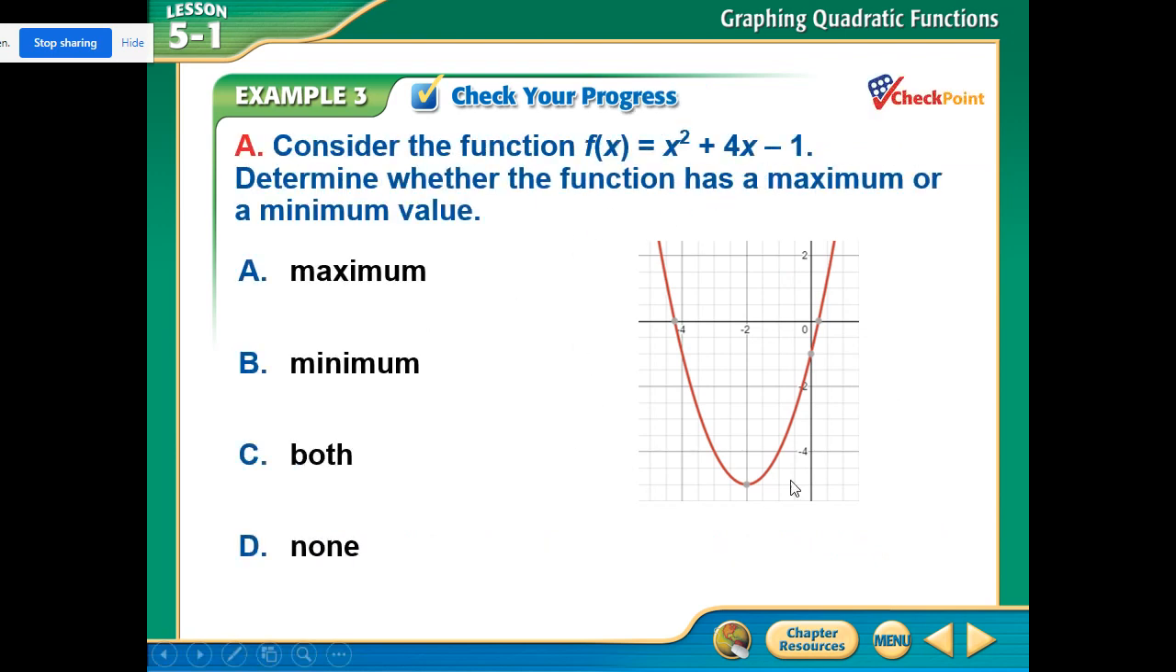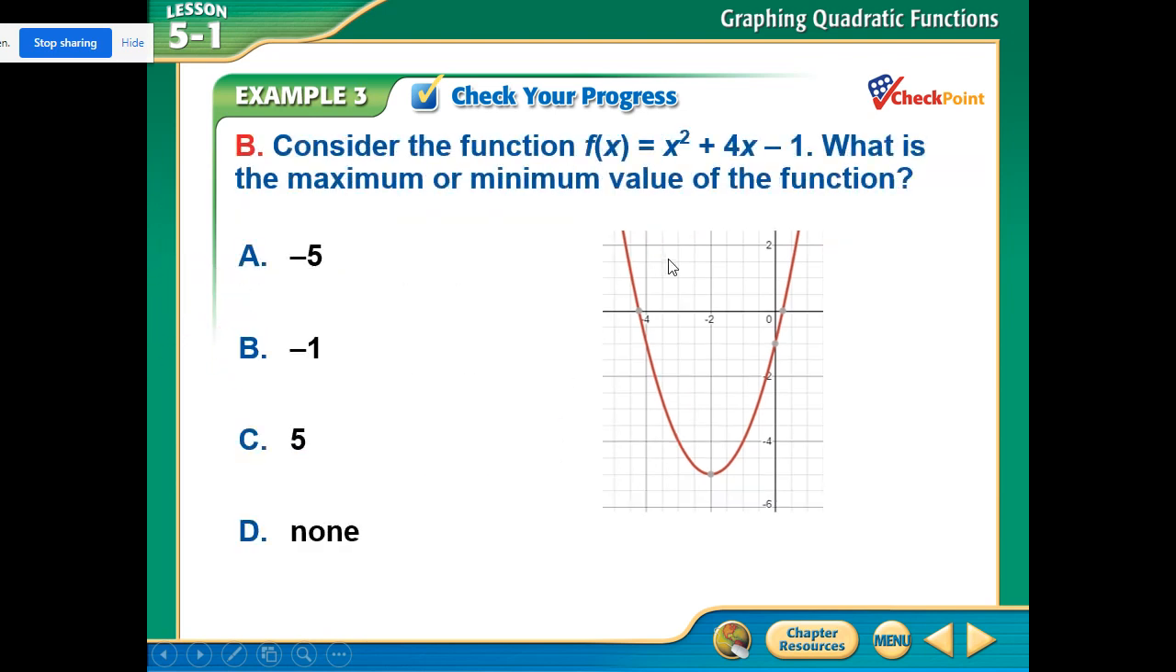Maximum or minimum. So we're looking here. You can look at the value. It's positive, so we know it opens up. So that means we have to have a minimum. Both or none, I don't know. All right, what's the minimum or maximum value? So we're over at -2, and we go down to -5. So the minimum value is that -5.